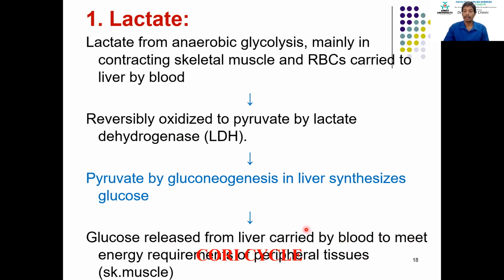So when the peripheral tissues utilize the glucose, forming lactate, it will be passed to the liver by the blood, and in the liver, the lactate is converted back to pyruvate and then back to glucose by gluconeogenesis. Then that resulting glucose will again be transported to all the peripheral tissues through the blood, then glucose is again utilized. So this is a cycle. Okay, that is called the Cori cycle.